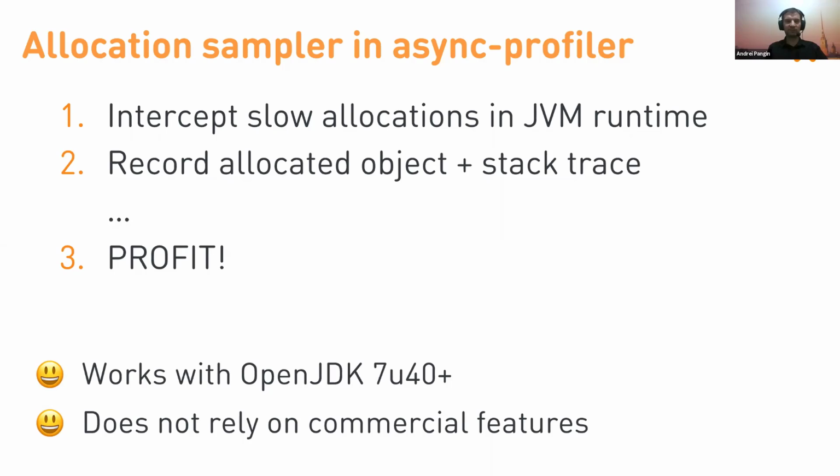The good news is that it works even in JDK 7, in OpenJDK, and doesn't rely on commercial features. So even if you're still on an old JDK, you can use the allocation sampler in Async-profiler, and it will be fast and low overhead and provide exactly the same amount of information as Flight Recorder does regarding allocation profiling.